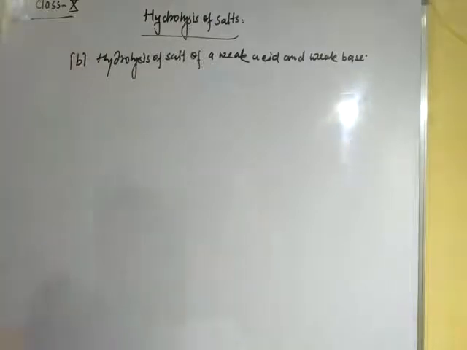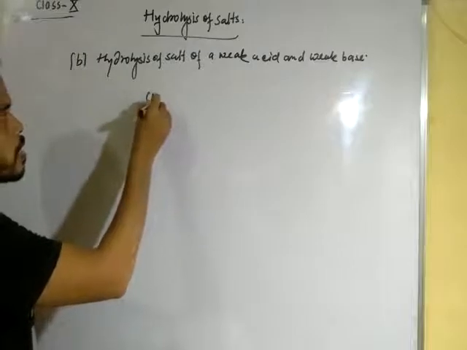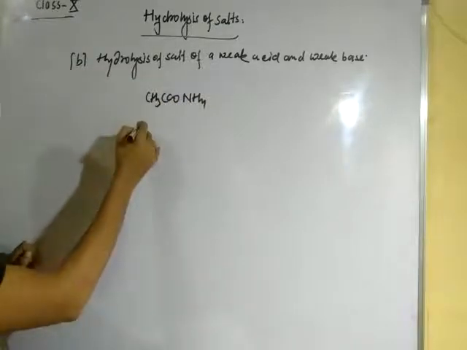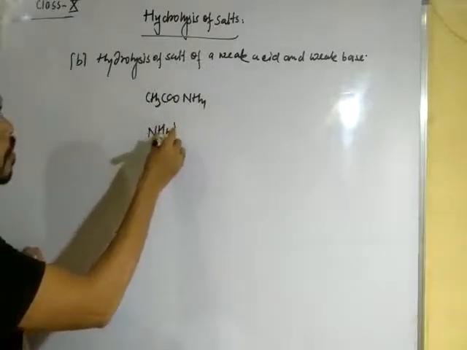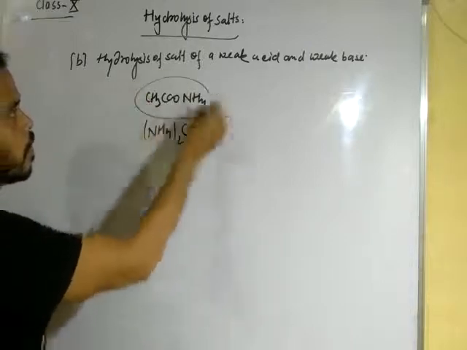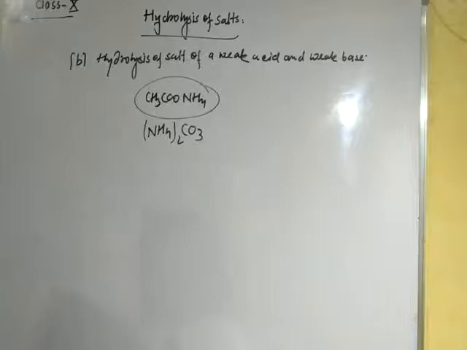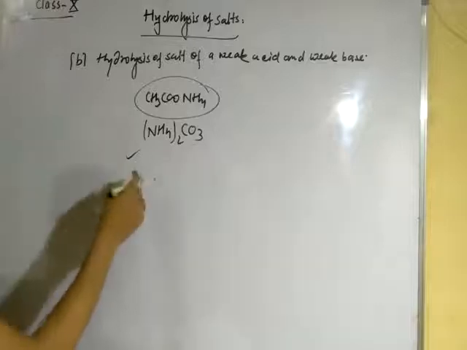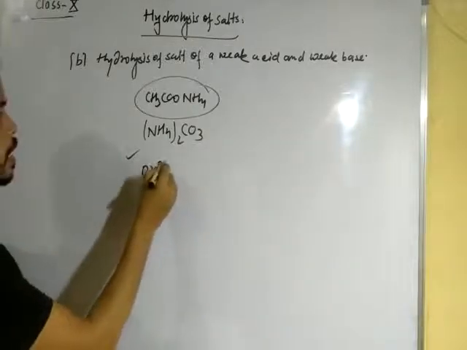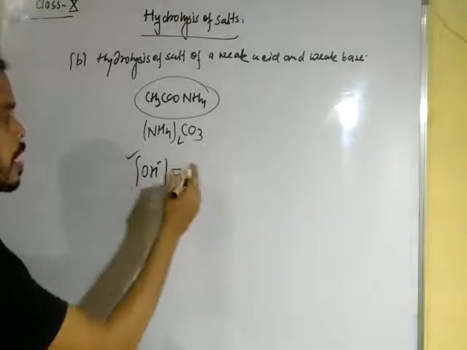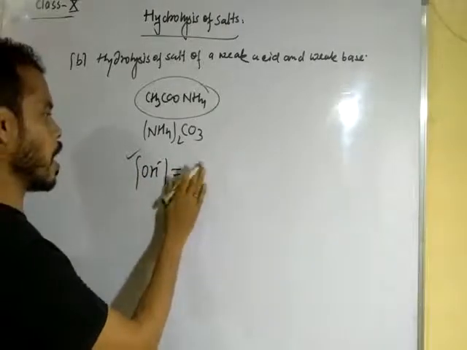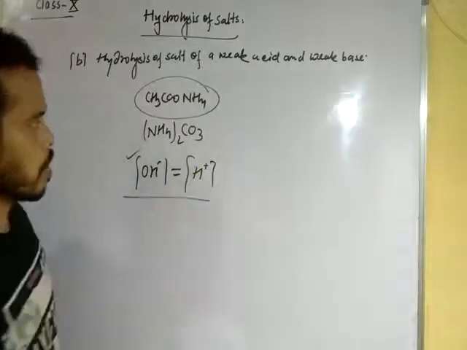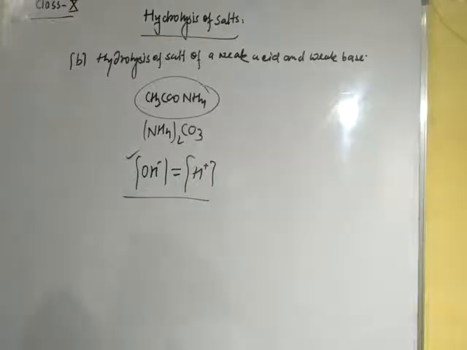Okay dear student, ammonium acetate, CH3COONH4. This is known as ammonium acetate, and the second one is ammonium carbonate (NH4)2CO3. The first will give the acidic nature while the second will give the basic nature. Okay dear student, and in the other case, the concentration of hydroxide ion is equal to the concentration of hydrogen ion. Okay, this gives a neutral solution.